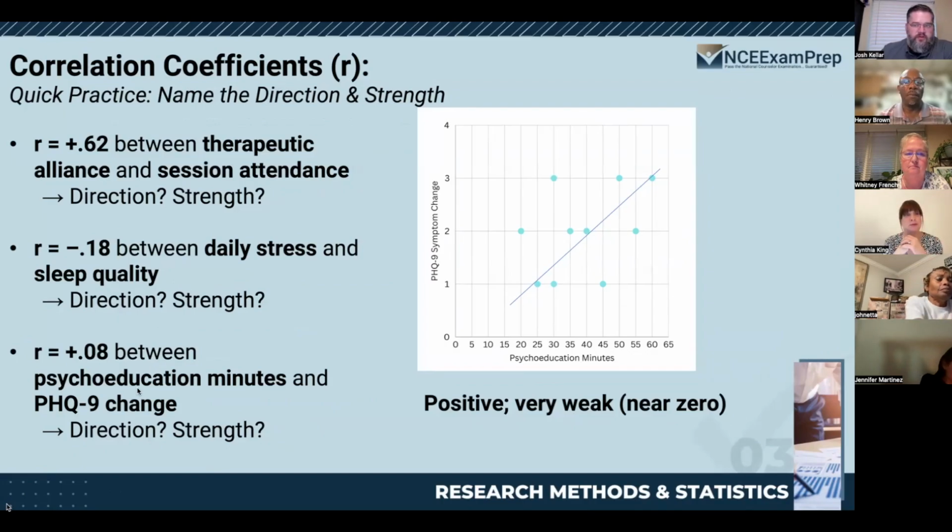Okay, so that's a positive but very weak, near zero, right? 0.08 is very near zero correlation. All right, ready for some practice questions?